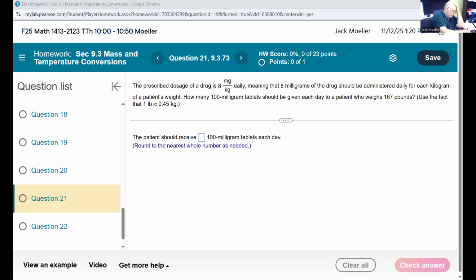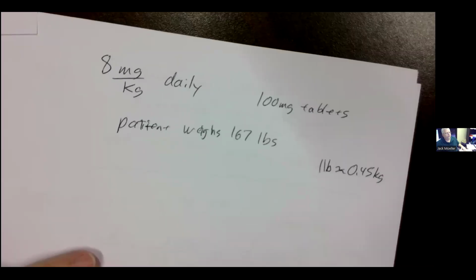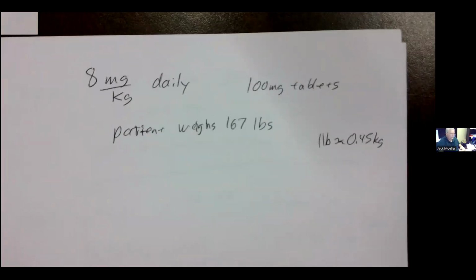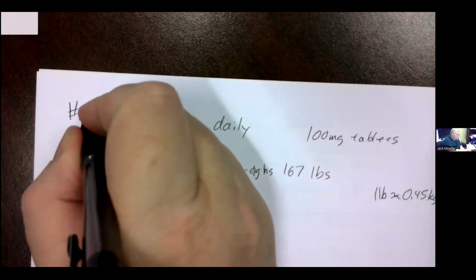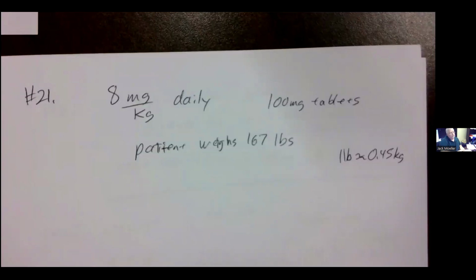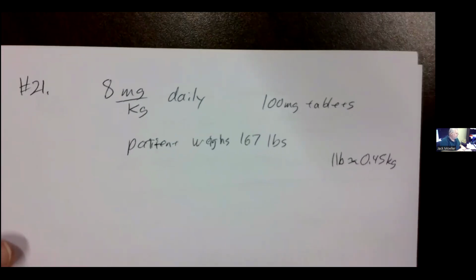The patient weighs 167 pounds. And again, use the fact that 1 pound is 0.45 kilograms. Okay, so how do we do this? How many tablets should that patient receive? Okay, so here's sort of the important information. How do we put this together? Well, this is something where I've done a lot of dosage problems.